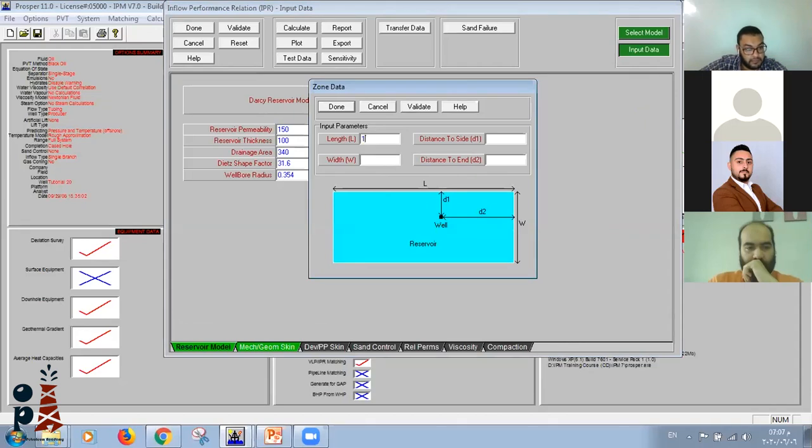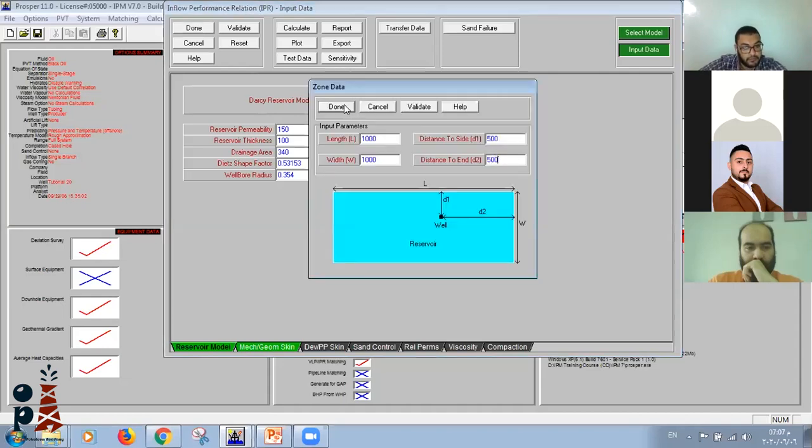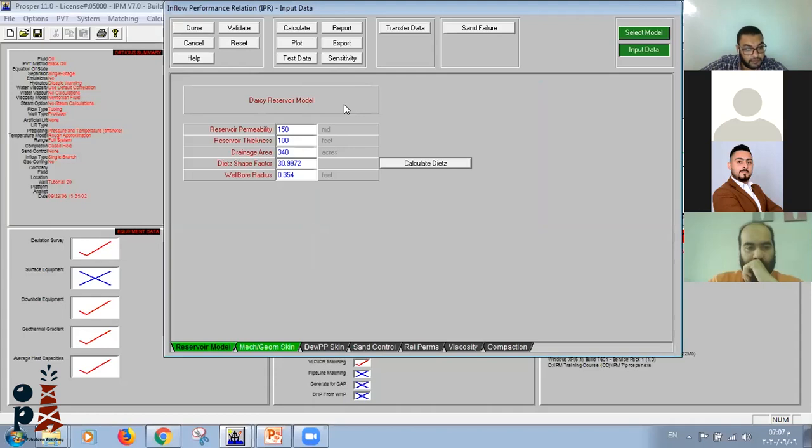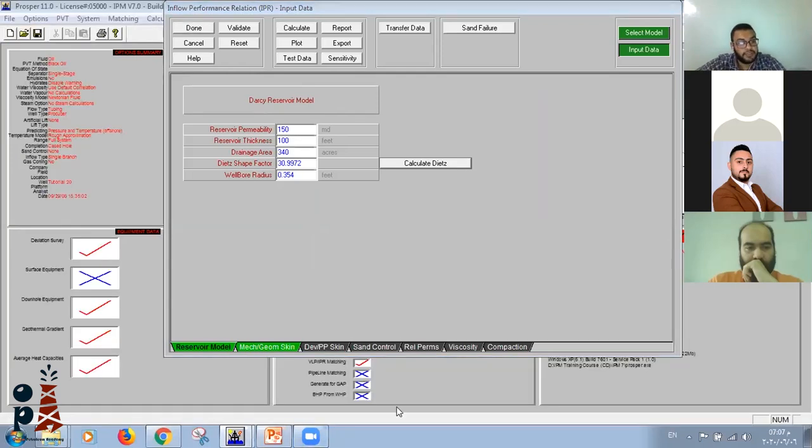For example, the width is 1000 and the length is like this, and we're done. You see, this is changed. So we can calculate it easily, because in Prosper there are correlations used to calculate whatever variable you want. No problem regarding this. So what's the next question? We actually have many questions, but we will try to answer a couple because we are running out of time.